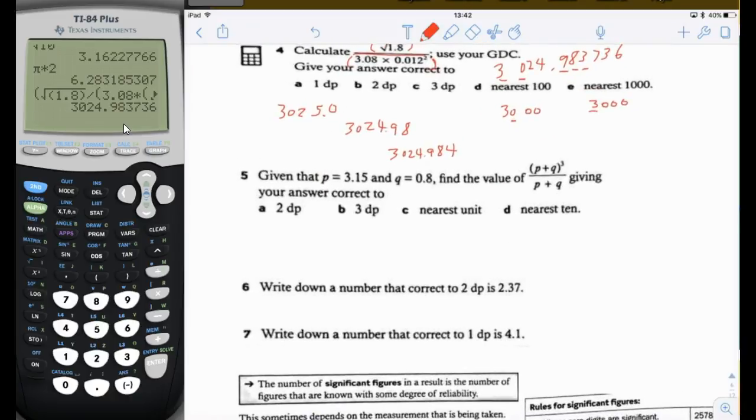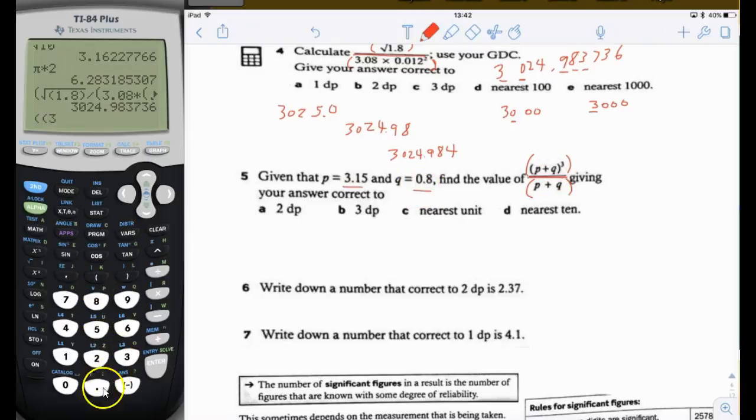Alright, number 5. Given that p equals 3.15 and q equals 0.8, find the value of this expression, giving your answer correct to, and they give us a bunch of different possibilities. And remember, if you want to make sure that all the PEMDAS is being done in the right order, whenever you have a horizontal fraction line, you want to put the numerator and the denominator in parentheses. So let's put this in the calculator now. We're going to have 3.15 plus 0.8, and we're going to cube the whole thing.